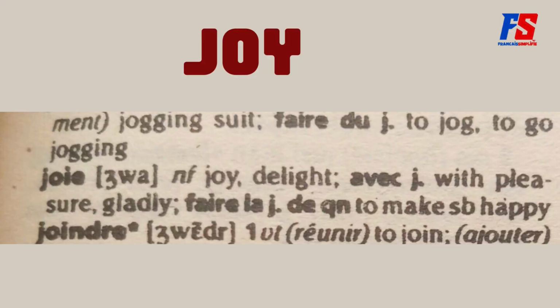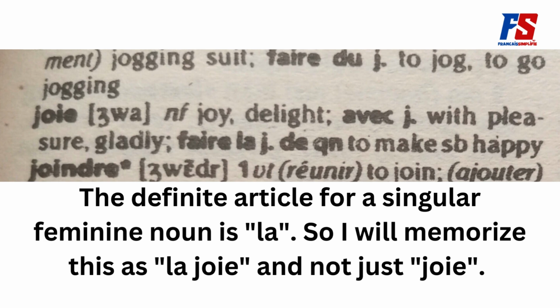Moving on. For example, if I want to learn what joy is in French, I would go to my French dictionary app or hard copy dictionary. I can see that it is joie, but instead of learning it as just joie, I would pay attention to the NF after it. The definite article for a singular feminine noun is la. So I will memorize this as la joie and not just joie. This way, I will always remember that joie is feminine.